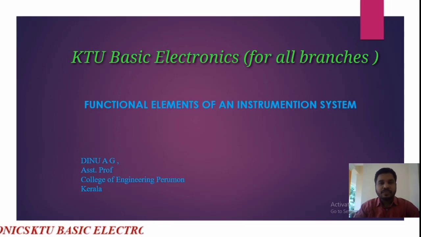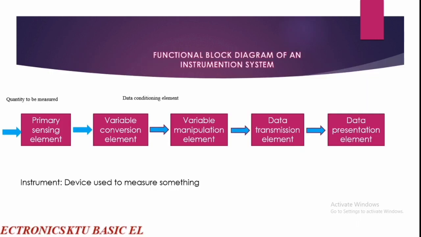Hi all, in this video lecture we will be discussing the functional elements of an instrumentation system. An instrument is a device used to measure something, for example, temperature, pressure, etc. The above shows the functional block diagram of an instrumentation system. It consists of primary sensing element, variable conversion element, variable manipulation element, data transmission element, and data presentation element.